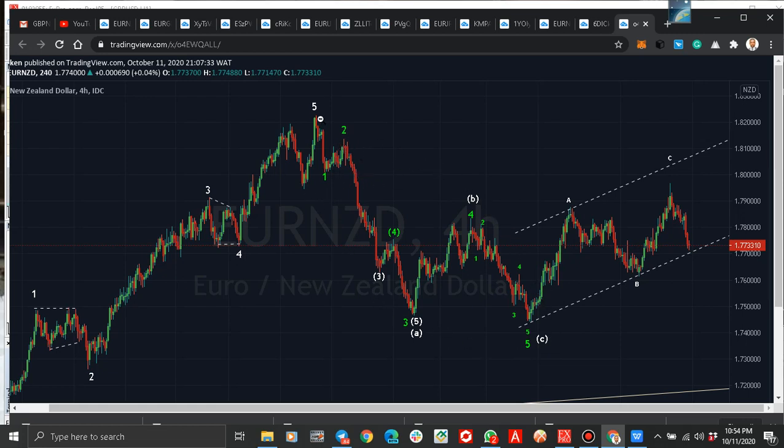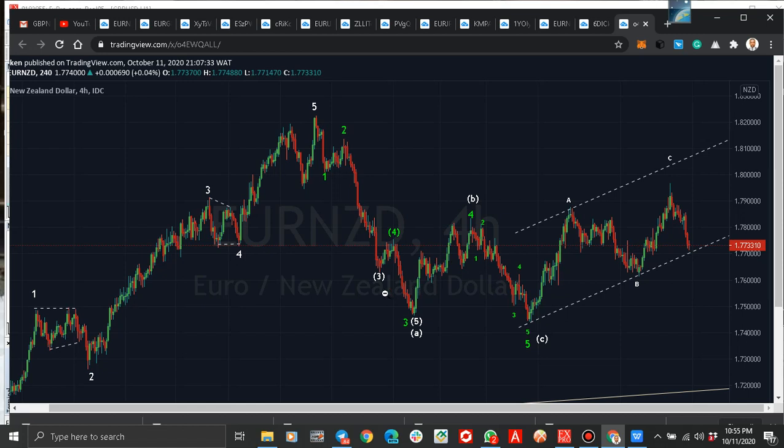You can see the first option is that this is 1, 2, 3, 4, 5, which is A. Then this is B, and this is C. This is the first option. If this is the case, it means that this correction is over. Then the rules say that after an impulse and a correction, another impulse follows.